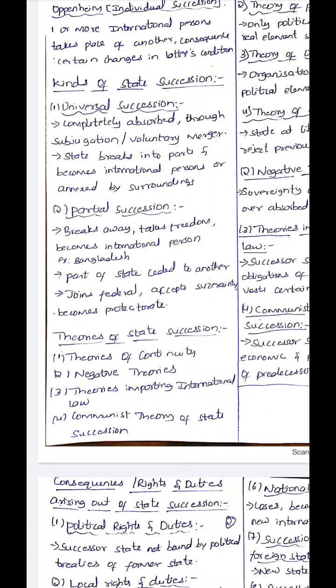The next is partial succession. In partial succession, a territory breaks away from a state, takes freedom from the state, and becomes an independent international person. So it is called partial succession. The example is Bangladesh. It got separated and became an international person. If a part of a state is ceded to another state, and if several states join a federal state, then it is called partial succession. When two or more states join together, it becomes a federal state. So if two or more join together, then it is called partial succession.